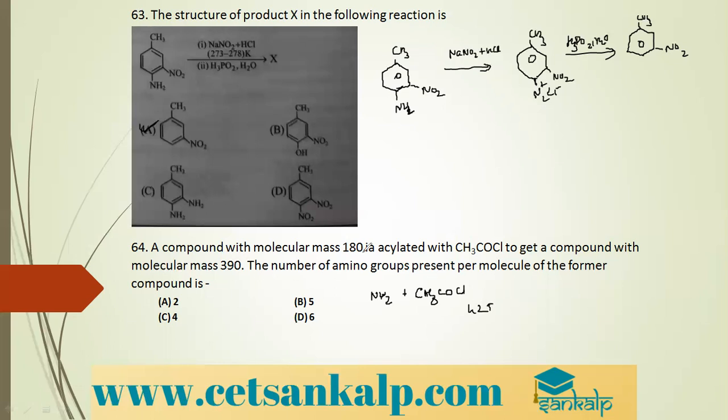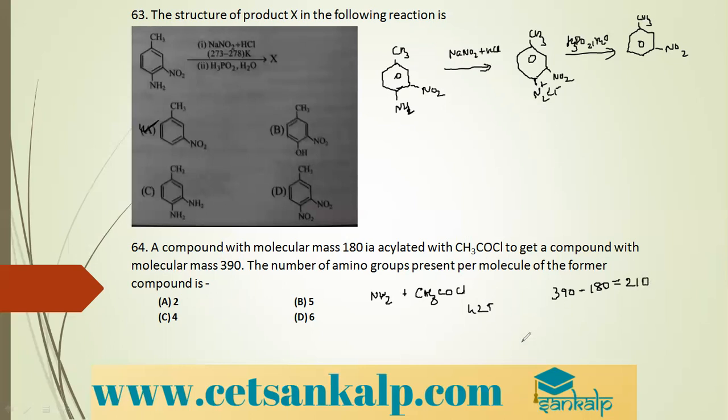Since the mass increases from 180 to 390, let me subtract it and see. 390 minus 180 is how much? It is 210. So 210, it is having one NH2 group. So what is the correct option they have asked? To get a compound with molecular mass 390, number of amino groups present. So just imagine there is a compound with 210.